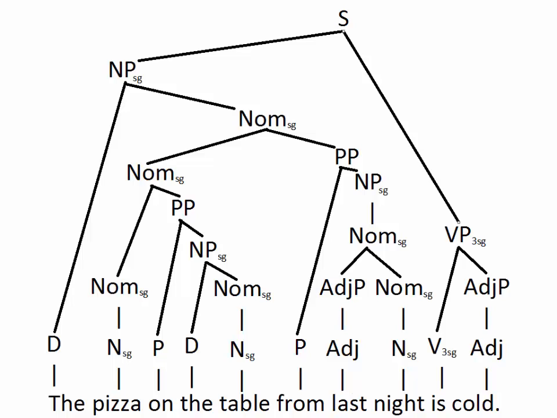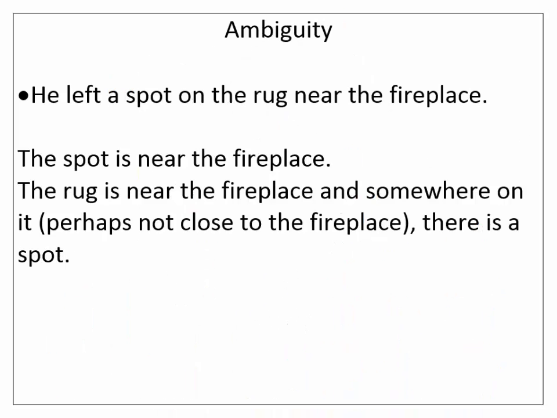Because we have these two possibilities for the attachment of prepositional phrases, they can either combine with a nominal, which itself already contains a prepositional phrase, or they could combine with the nominal inside a prepositional phrase. We can actually get ambiguous sentences. For example, consider the following sentence. He left a spot on the rug near the fireplace. What near the fireplace is modifying is actually ambiguous.